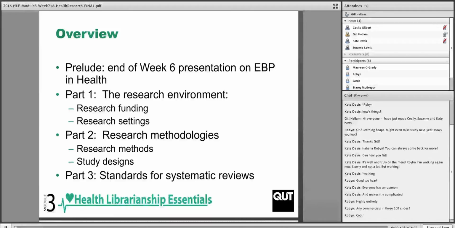And then there's two main bits, and a few things happen at the end as well. So the first part of the main content of this evening after Suzanne is to explain a little bit about the research environment, so that you understand again that context of where health and medical science research takes place. Then there's a part around research methodologies.